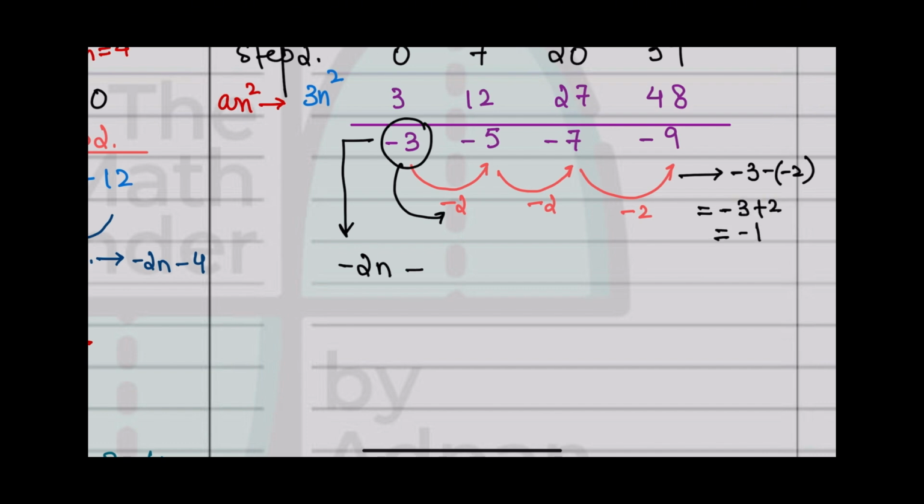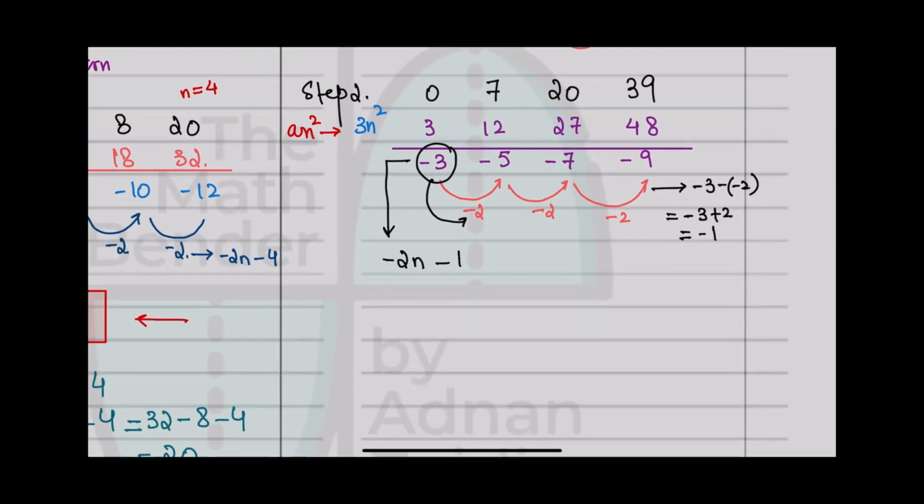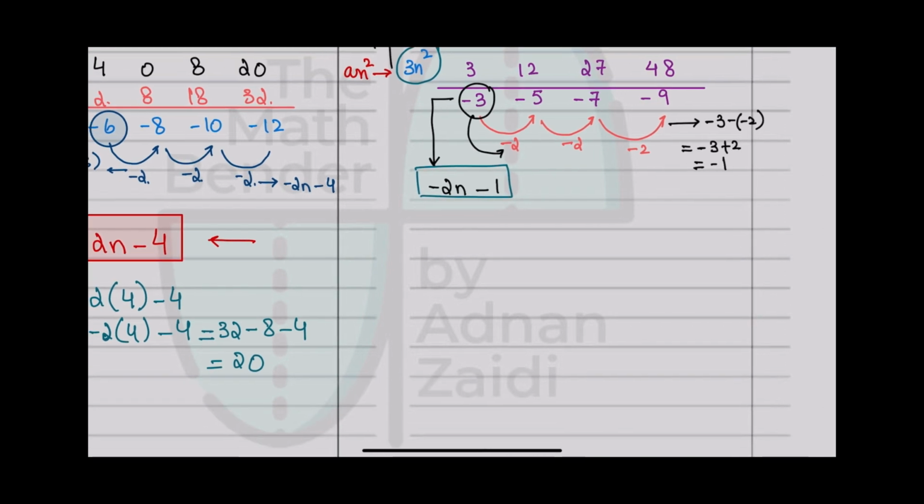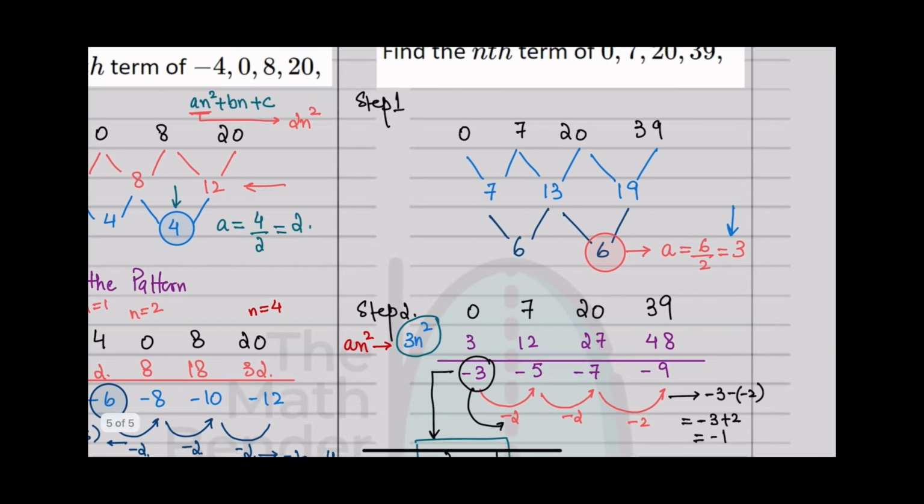And hence, I found another pattern using this. All I have to do is the final step. This and this, I combine both of them and write them together. So 3n squared minus 2n minus 1. This is going to be the quadratic formula which is generating the original question, which was the pattern.